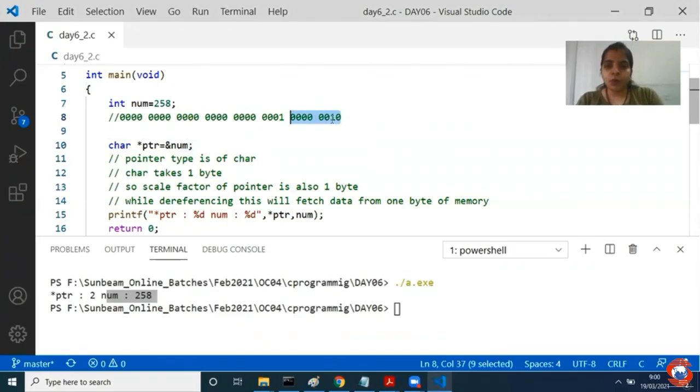Can I say it is a number 2? So can you see, output 2 came? Are you understanding? It means whether you write character pointer or integer pointer, the size of the pointer remains the same, but it specifies the scale factor of that pointer. What is scale factor? Whenever your compiler tries to fetch the data through the pointer, it will fetch based on the scale factor of that particular pointer.